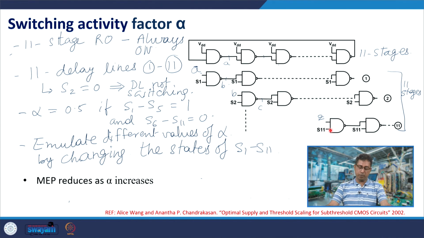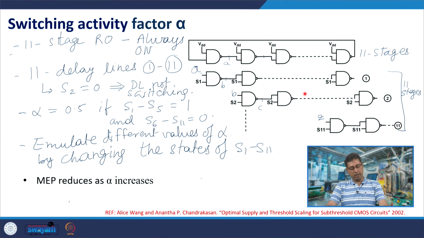Suppose you want to emulate an activity factor of 0.5, what would you do? From S1 to S5, you can have 1 as the input, and from S6 to S11, you can have 0 as the input. So, now you have 6 of these parallel lines, 1 ring oscillator and 5 delay lines, switching, and the other 6 are not switching. So, you emulate an activity factor of 0.5. All of them have leakage current consumption, but switching is happening only on half of them.